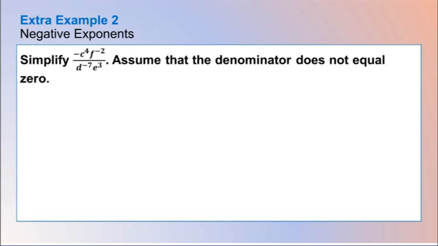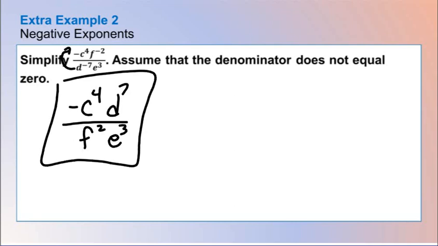Next one. If I were to write this, this is c to the 4th. That's fine because the negative is not on the exponent. F to the negative 2nd, I need to do the reciprocal of that one. So the reciprocal of f is actually 1 over f, and then that will be positive squared. The d to the negative 7th has to go to the top, so that would be d to the positive 7th. E cubed is fine on the bottom. So my answer would be negative c to the 4th, d to the 7th, divided by f squared, e cubed.